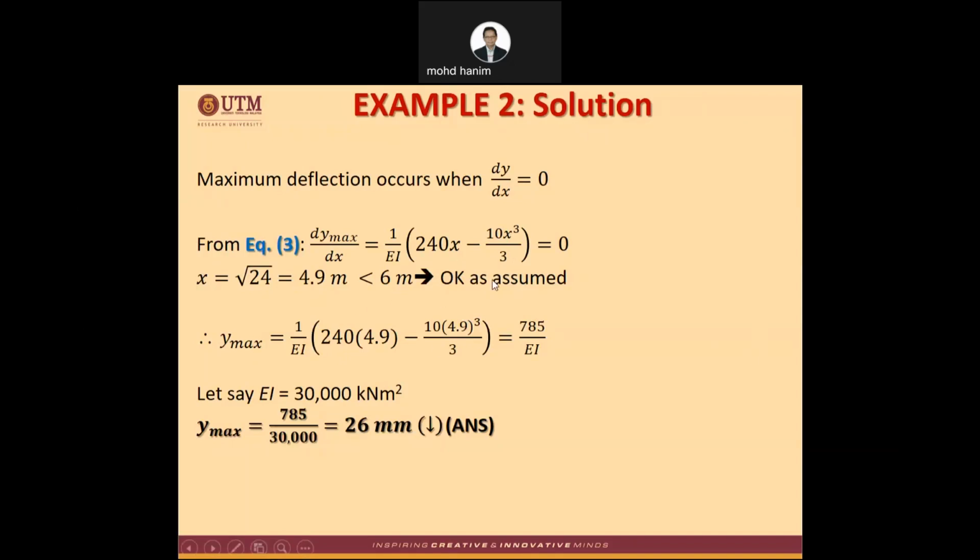Yeah, this is your homework. x equal to 4.9. And if x equal to 4.9, then substitute into this equation of y max, you got 378.785 divided by EI equal to 26 millimeter. This is the y maximum.